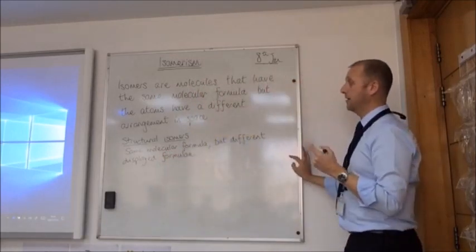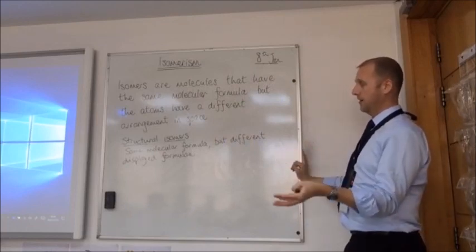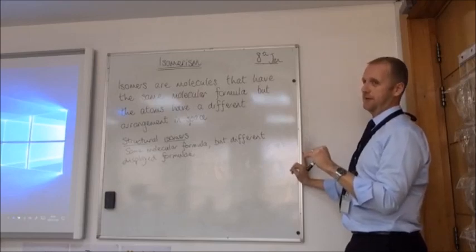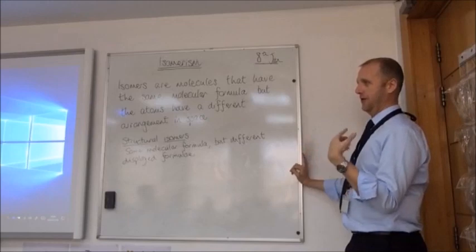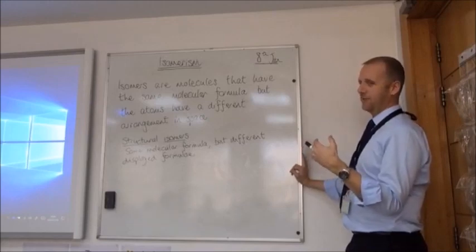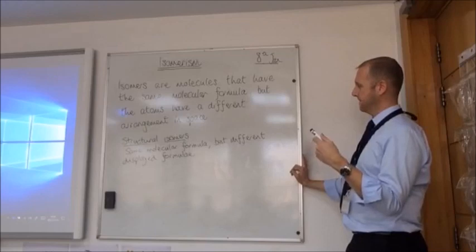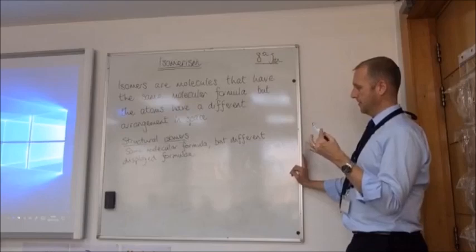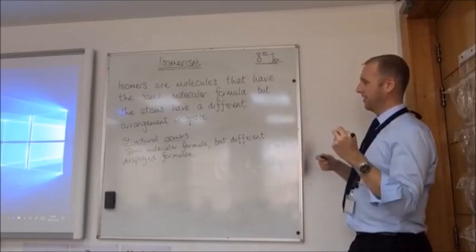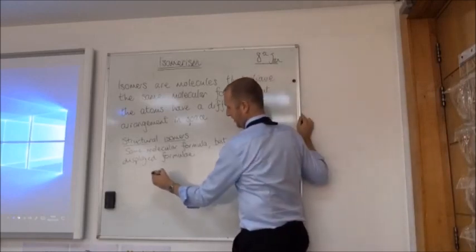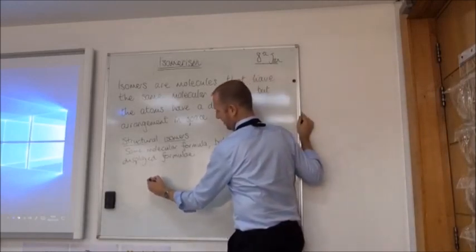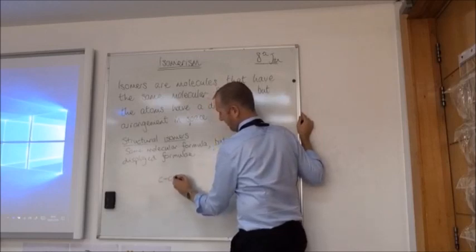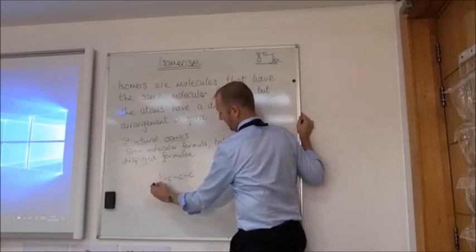So with the structural isomer, they have the same molecular formula. That's going to be the same for all isomers, but they have a different displayed formula. When we display out all of the bonds, all of the joins, you can see that they are actually different. Okay. So just to give you an example of that, the simplest one I can do, 2 isomers.